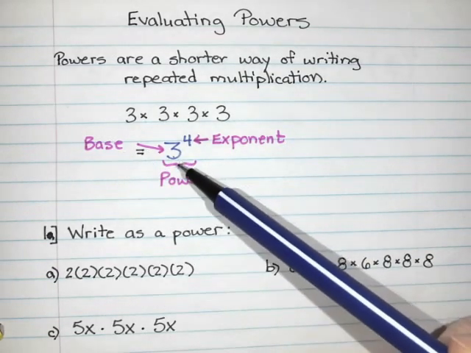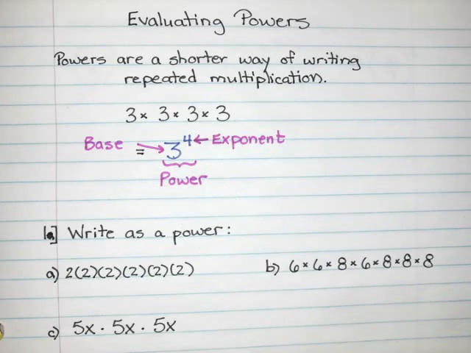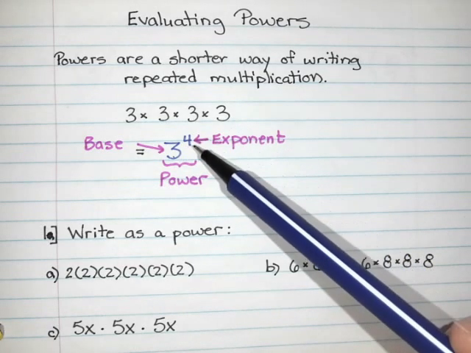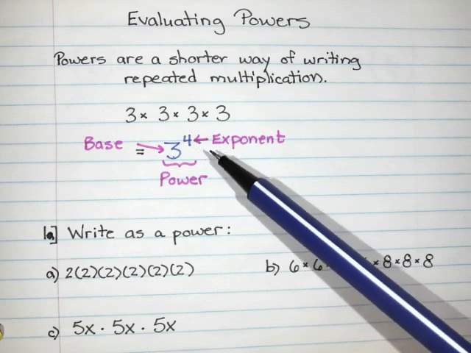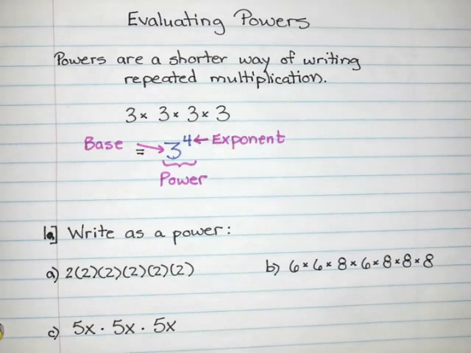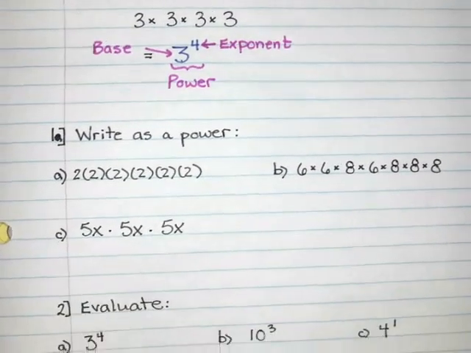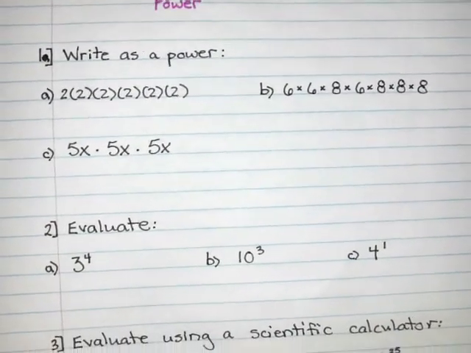The base is the number that gets multiplied by itself over and over again, and the exponent tells you how many times you're supposed to be multiplying it by itself. So we've got some examples here that say write as a power.